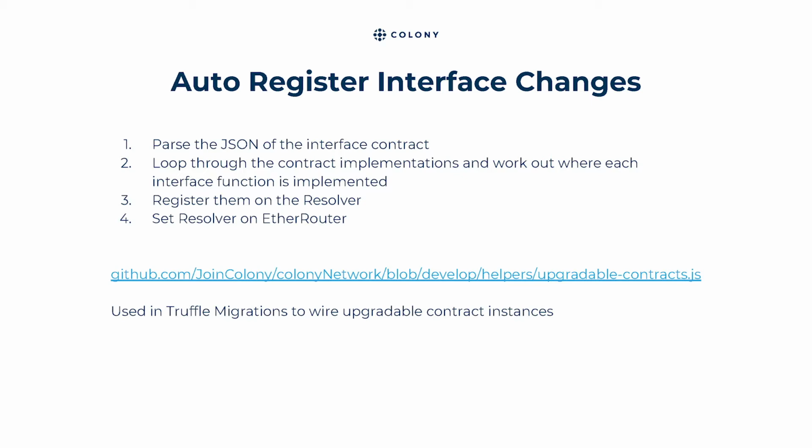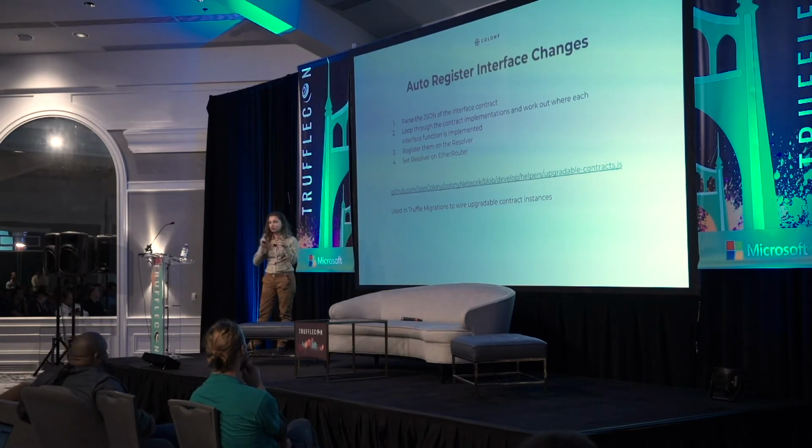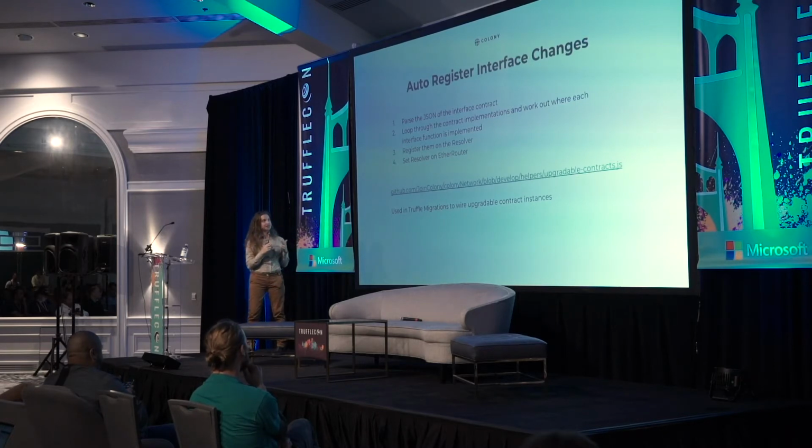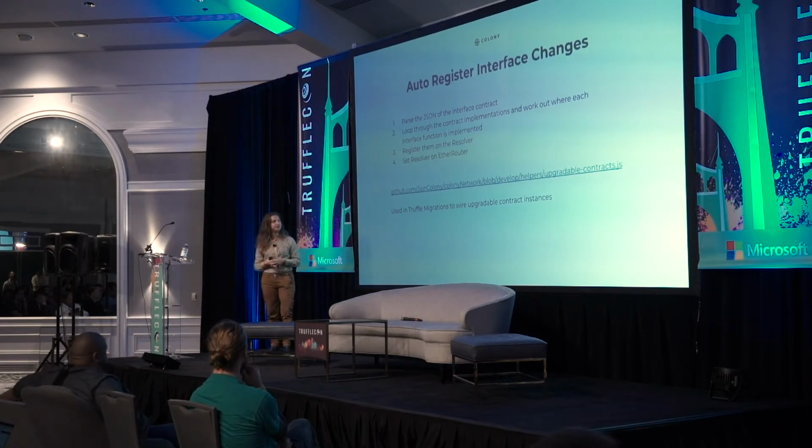It takes that interface contract, which sits at the top of everything, and parses the JSON of it. Truffle contract produces these JSON definitions in the build folder by default. It loops through the contracts that implement it, finds out where each function is actually done, and then does a register for each one of them. It does other things too, like not allowing you to register the same function signature twice.